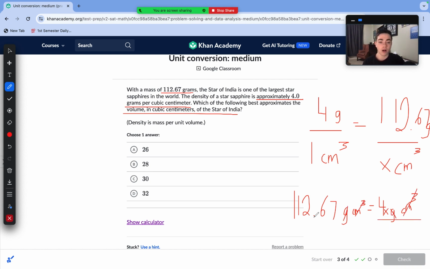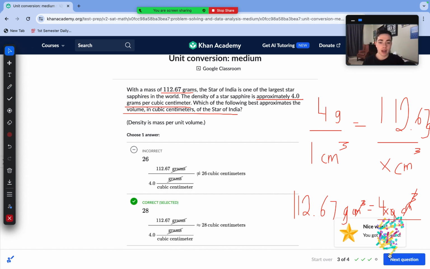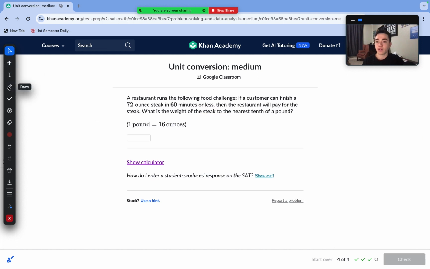So 112.67 divided by 4 is 28.16, which is going to round to 28. So 28 is our answer. On to another question here.